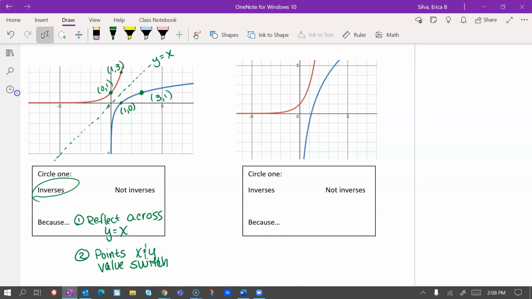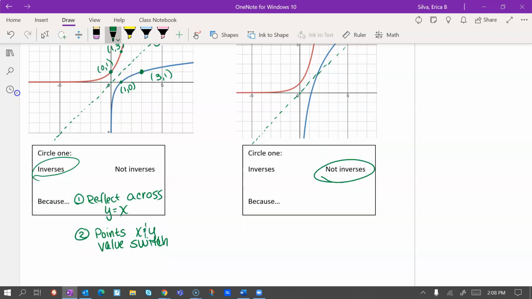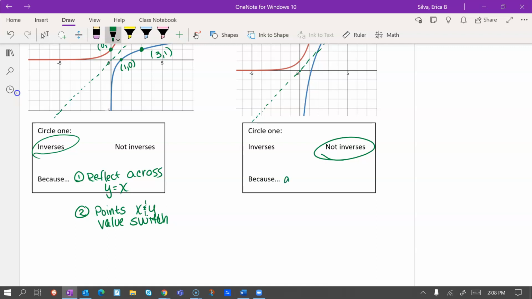Again, let's graph our line of reflection. So it starts at 0, 0, and we draw our line of reflection. And automatically we can see that they're not reflected over each other. So these are not inverses because the graphs do not reflect across y is equal to x.